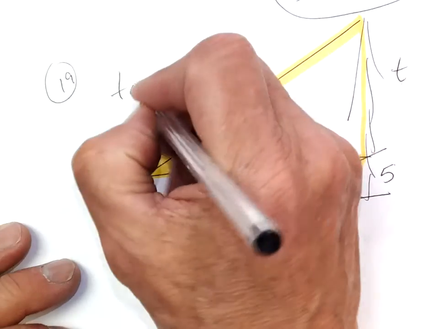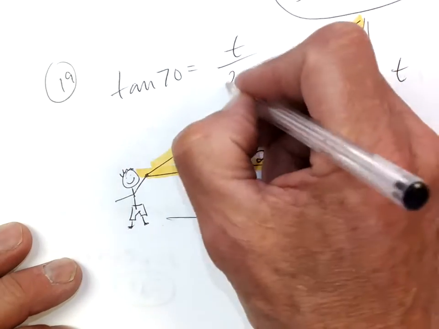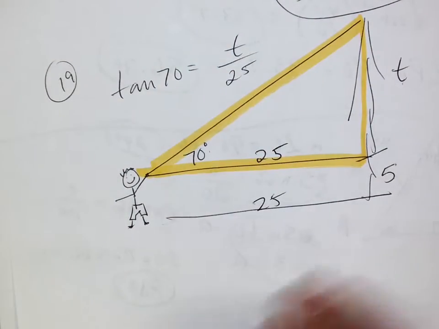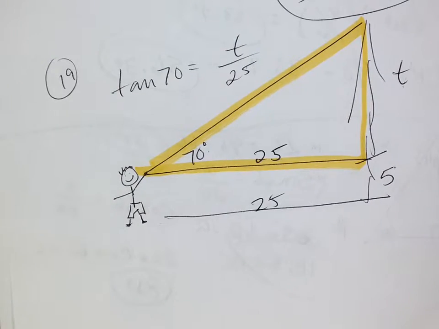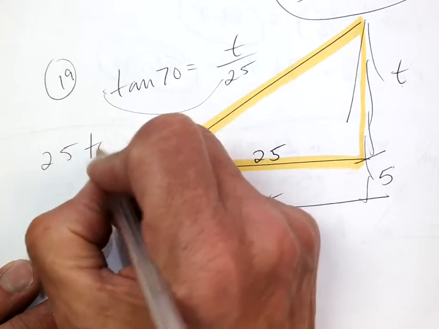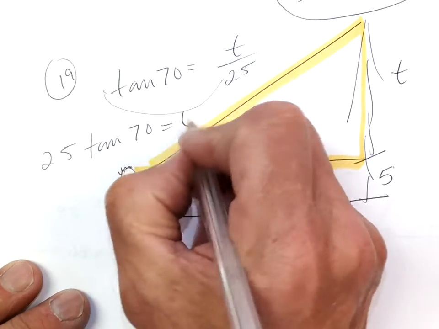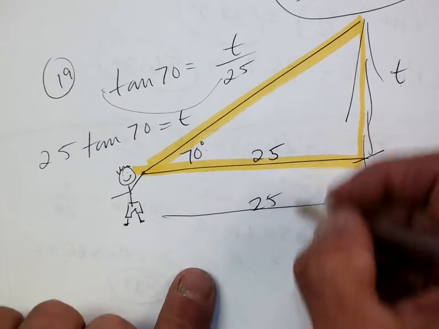tangent. Tan of 70 is equal to t over 25, right? Yeah, because this 25 is also the 25. Now you're asking good questions, okay? Multiply up the 25, right? Okay, and just use our calculator. 25 tan 70, and I get an answer of about 68.7 for the height.